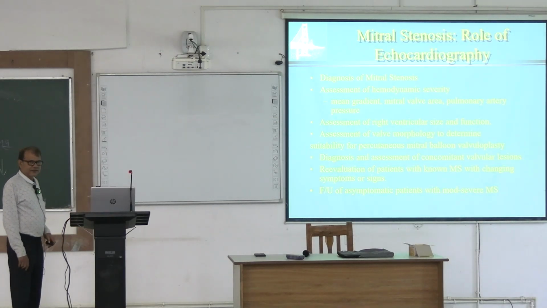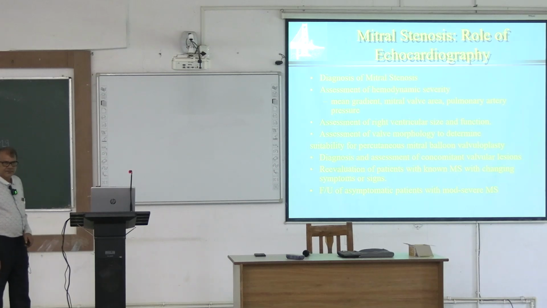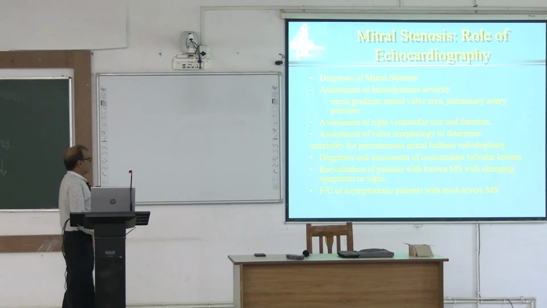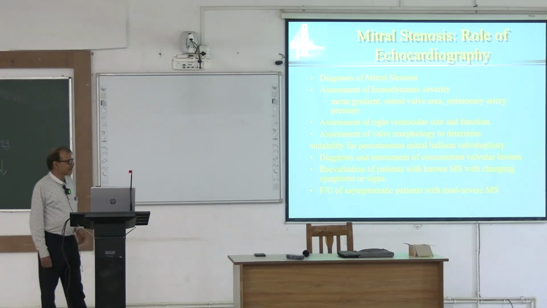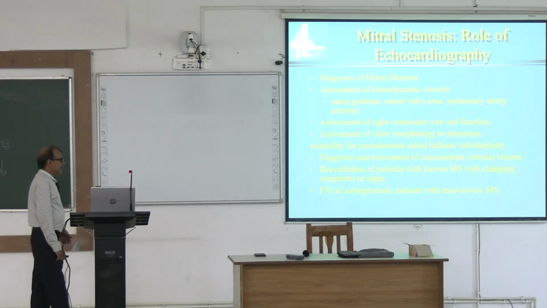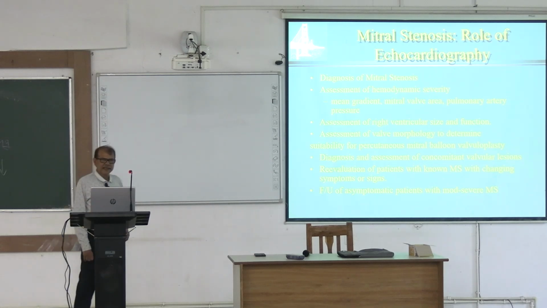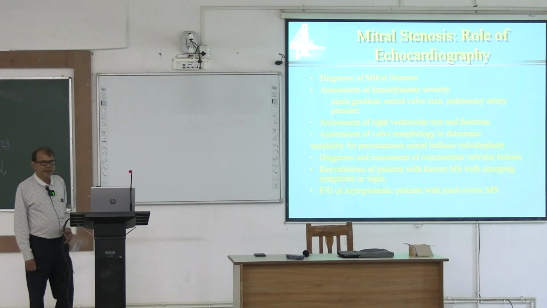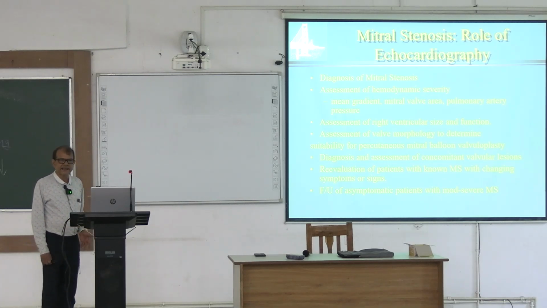Then echocardiography. First clinical, then ECG, then X-ray, now echocardiography. Why? For the diagnosis of mitral stenosis, number 1. Assessment of the hemodynamic severity, including transmitral flow and the transvalvular gradient.